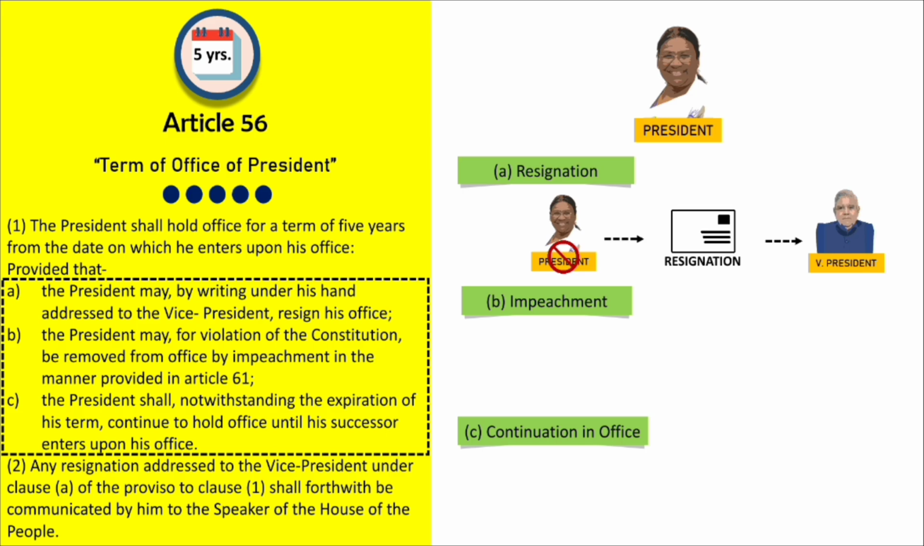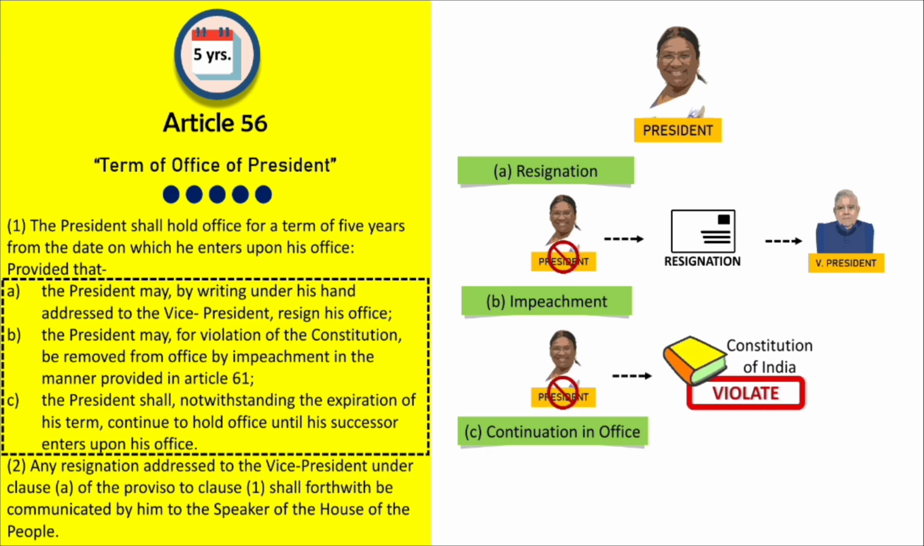Now, subclause B says that the president can be removed from their office if they violate the Constitution of India. This removal process is called impeachment. This impeachment process has been explained in detail in Article 61. So with Article 61, we will understand it better.